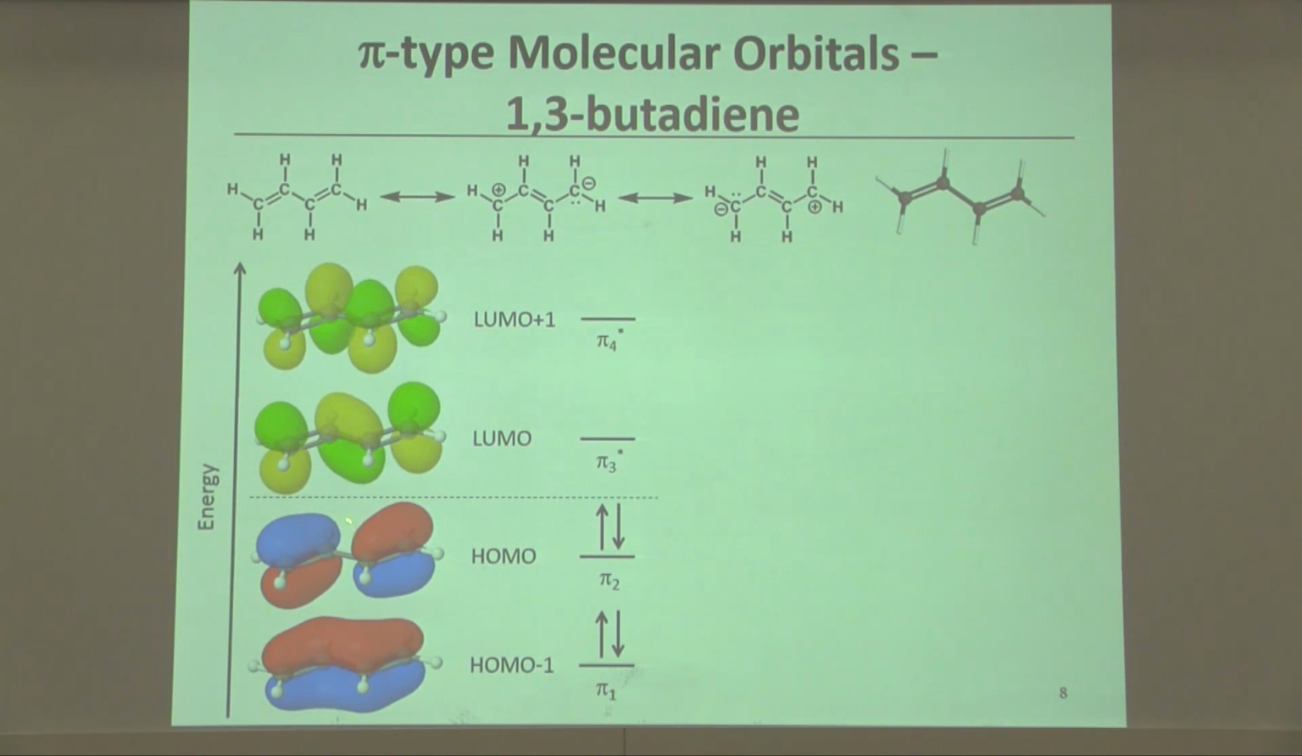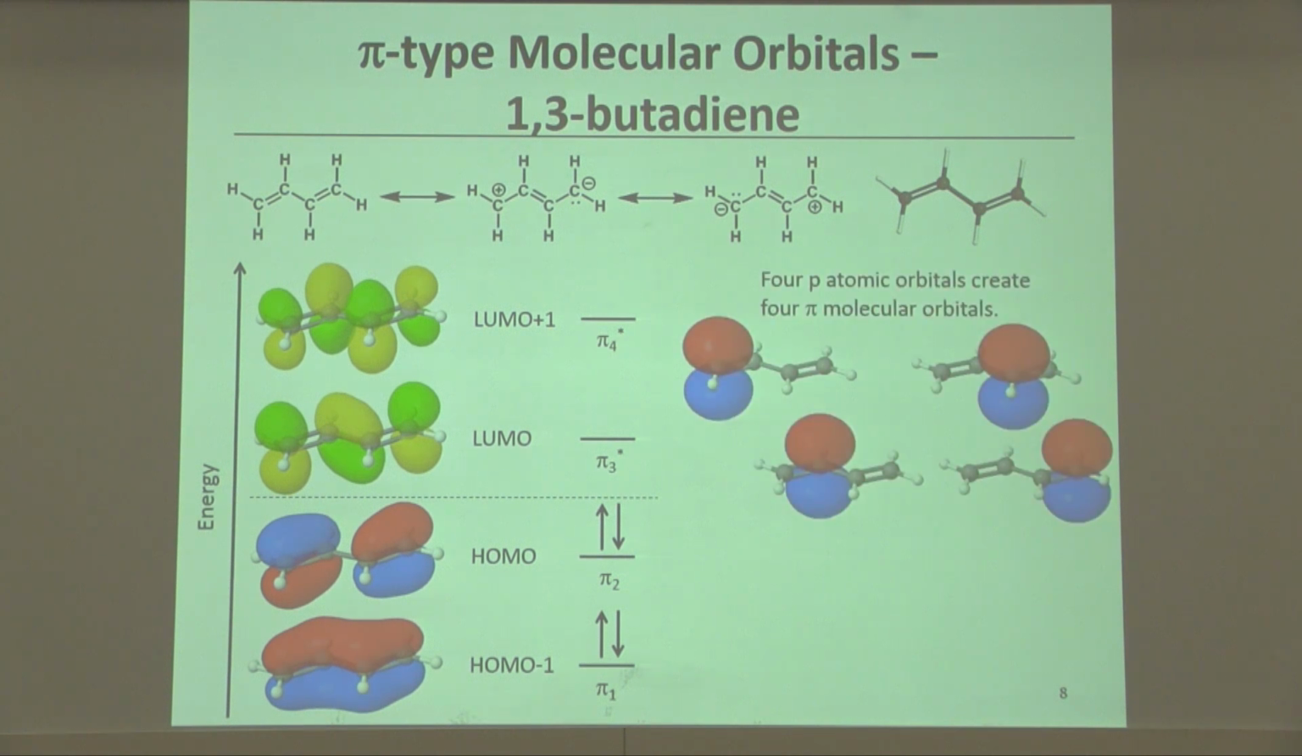As we go up in energy, we increase the number of nodes. So we go from 0 nodes in the pi system of HOMO minus 1 to a single node for the highest occupied molecular orbital, separating the 2 halves of the molecule, and that's our pi 2 orbital. As we go up in energy again to the LUMO, there are now 2 nodes, and there are 4 nodes when we get all the way up to pi 4.